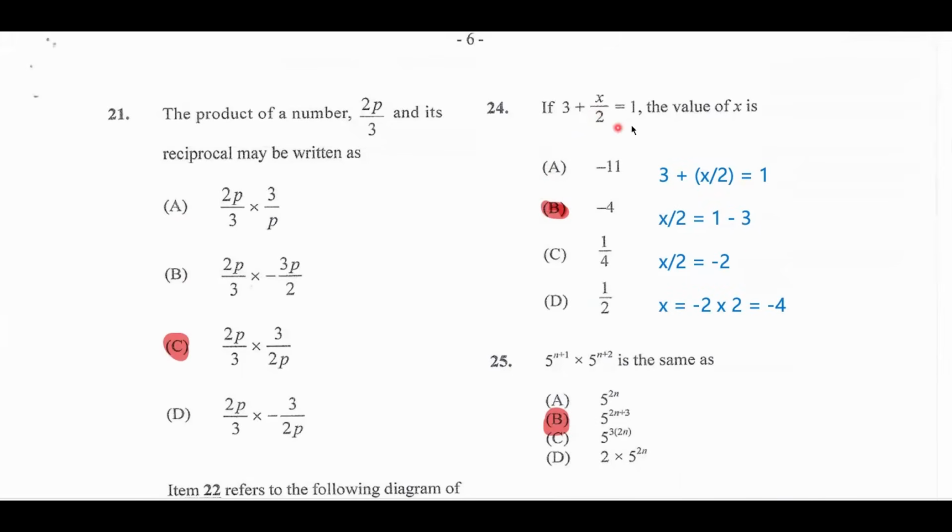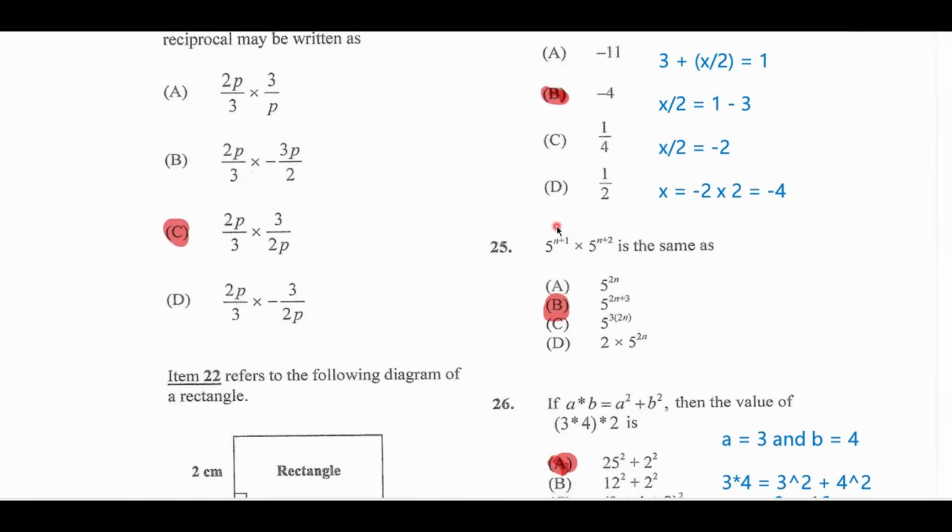24. 3 plus X on 2 is 1. What's the value of X? Carry the 3 across, and it becomes 1 minus 3. 1 minus 3 is minus 2. And then this 2 you carry across. Opposite of divide is multiply. So it's minus 2 multiplied by 2. You get minus 4. That's X.